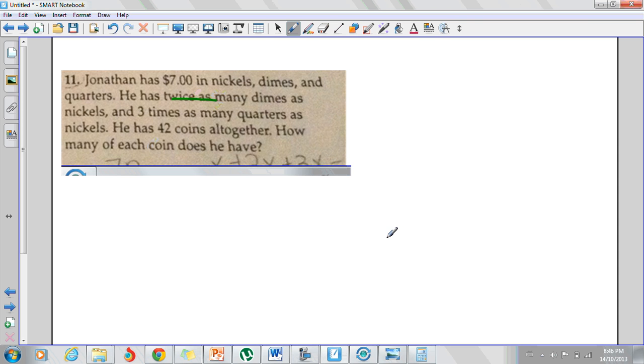So let's go down and represent this as our nickels. I'm going to put n right up above, so I don't forget x is going to be my nickels. Now he has twice as many dimes as nickels. X, X, there we go. And he has 3 times as many quarters as nickels. So nickels seems to be the one we're comparing everything to. So that's a good thing we chose nickels to be x. And we got 3 times as many quarters.